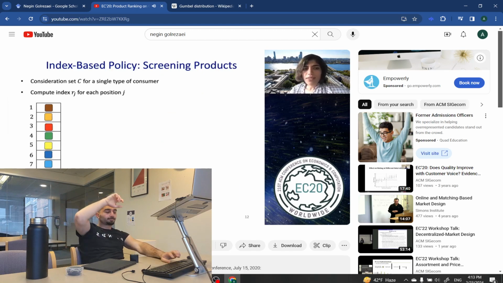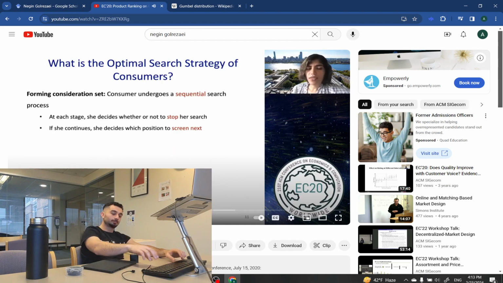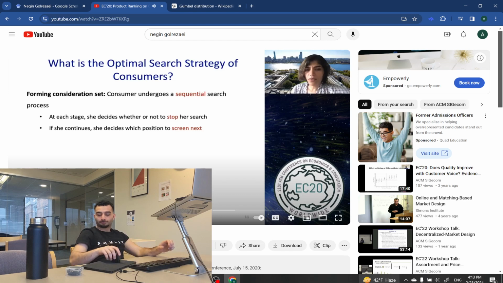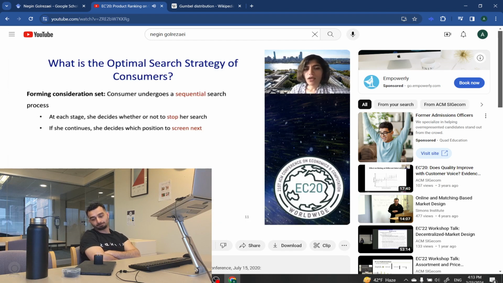Index-based policy, what does that mean? To explain this, for the search process, to form a consideration set, consumers are going to undergo a sequential search process. At every stage of this search process, the consumer decides whether or not to stop her search. And if she continues the search, she decides which position to screen next.